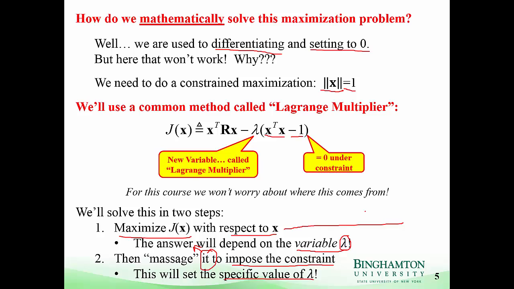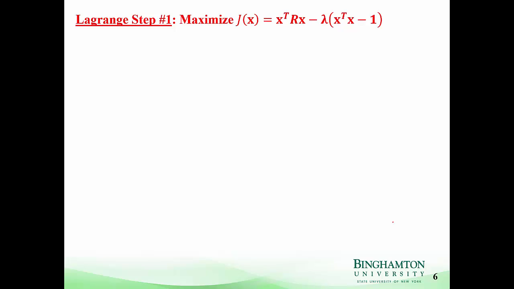So in other words, we end up with a whole family of solutions to the unconstrained maximization problem, where there will be for each lambda a specific solution. Then we just adjust the lambda so that the solution matches our constraint, and that will be our answer. So let's do this for this problem.